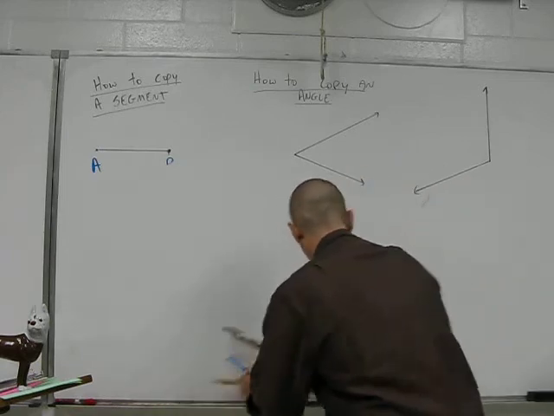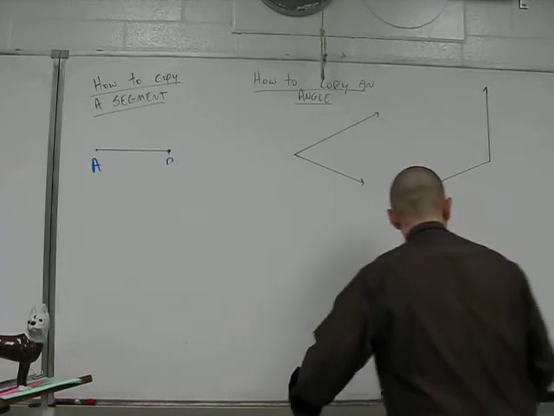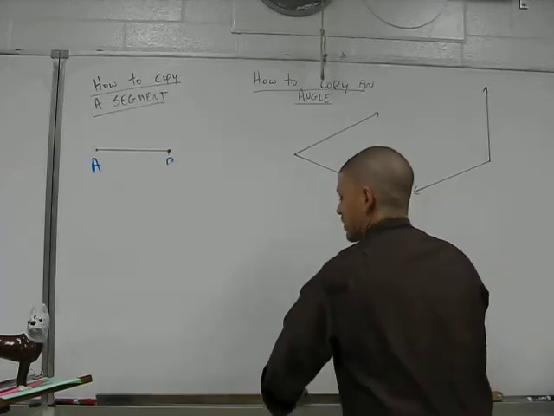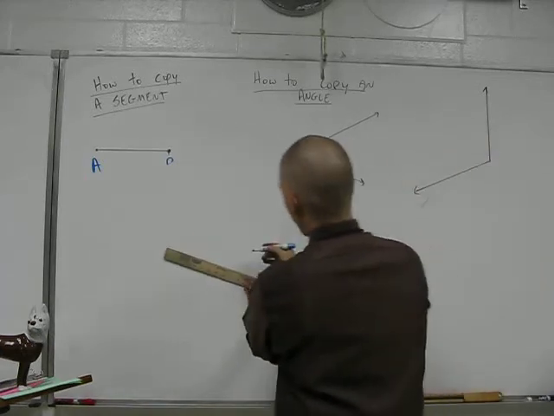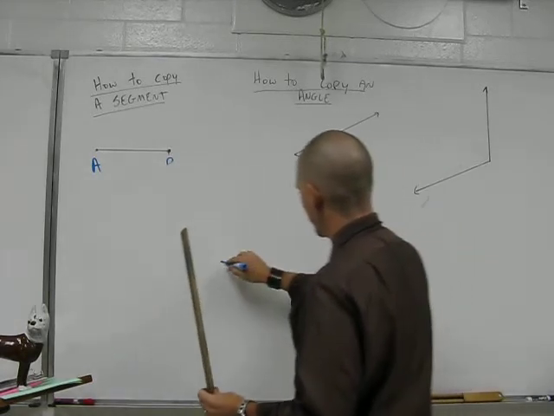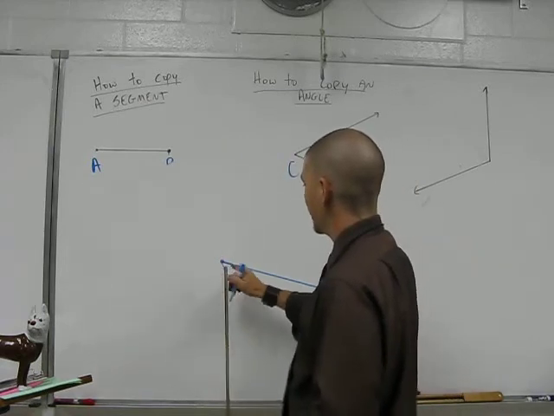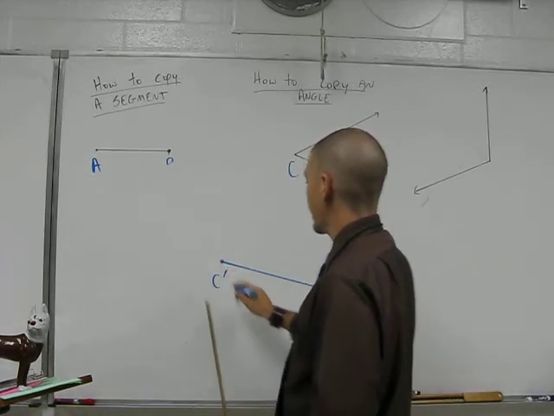The only way I can copy an angle is first, I have to have something to start with. So the first thing I'm going to do is draw a segment. Let me show you some letters right here. I'm going to call this a C, so that's going to be called a what? That's right, C prime.